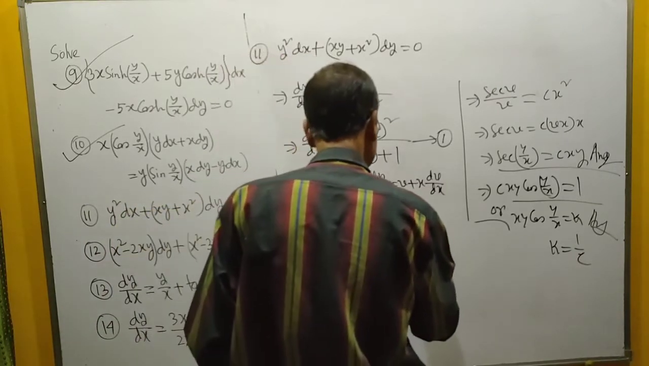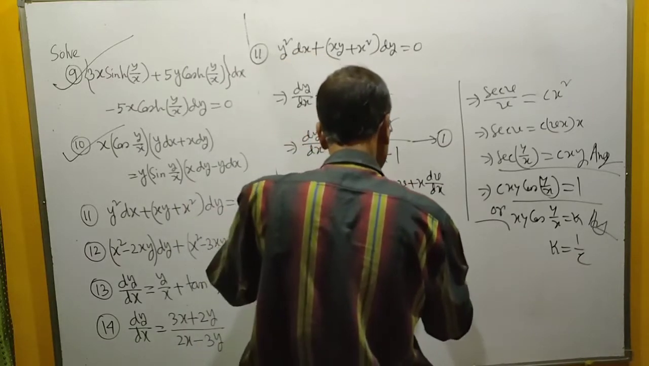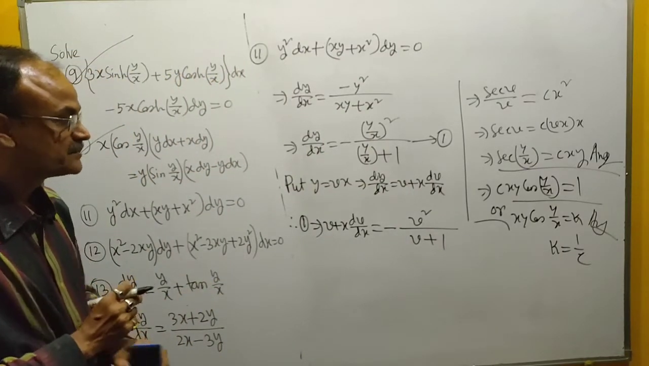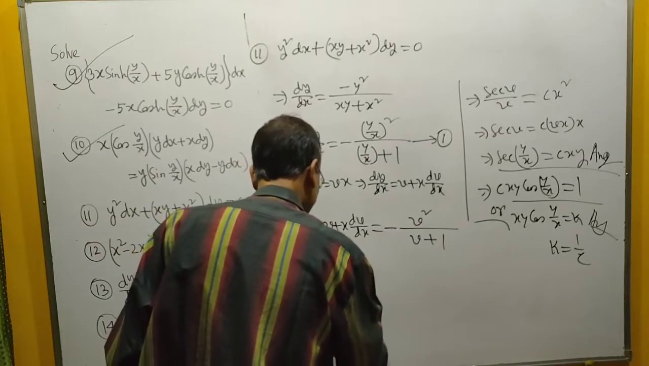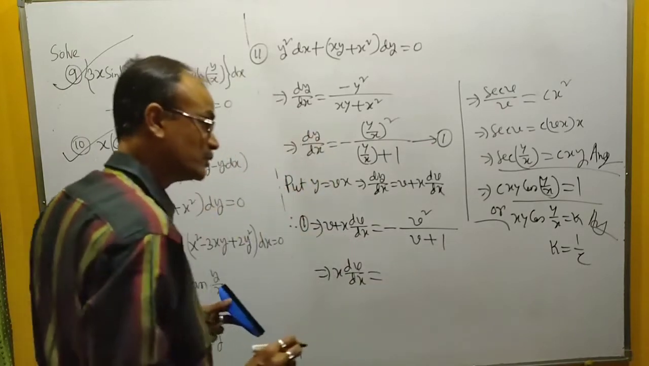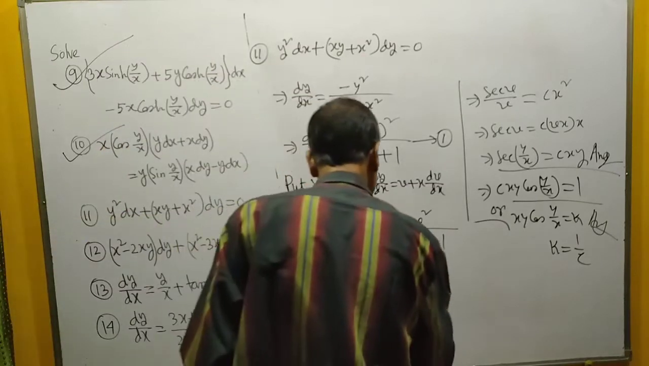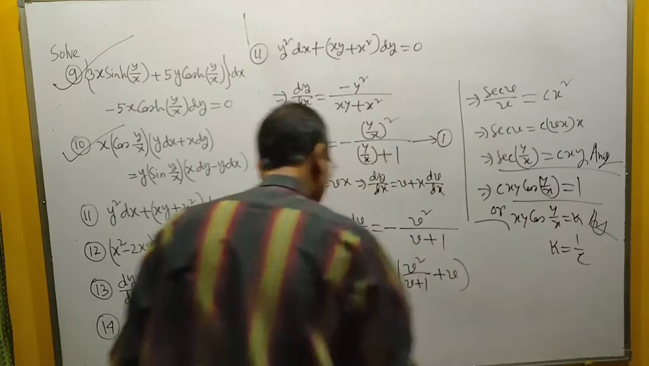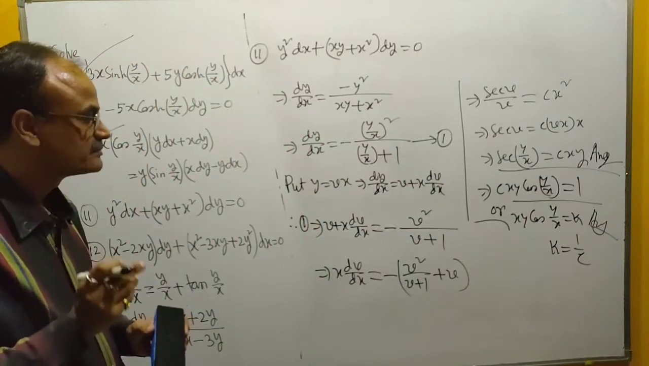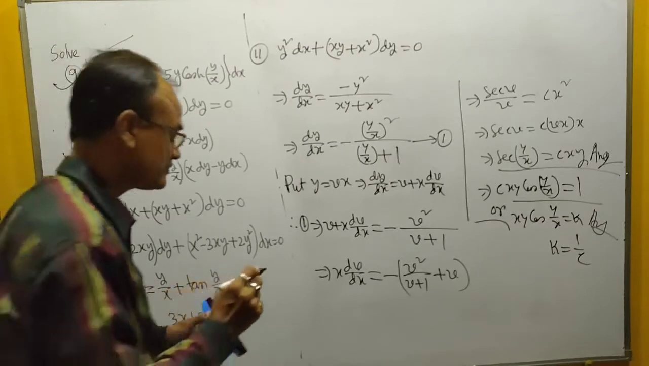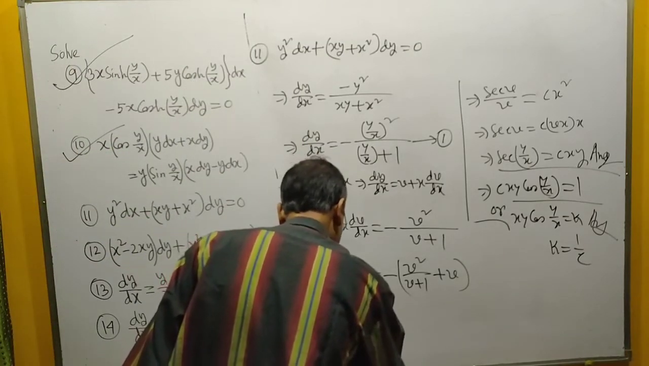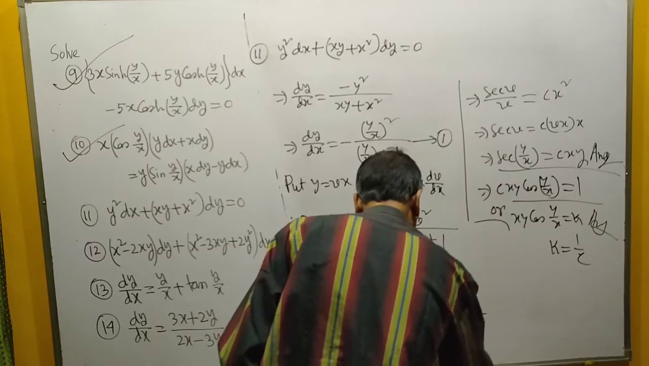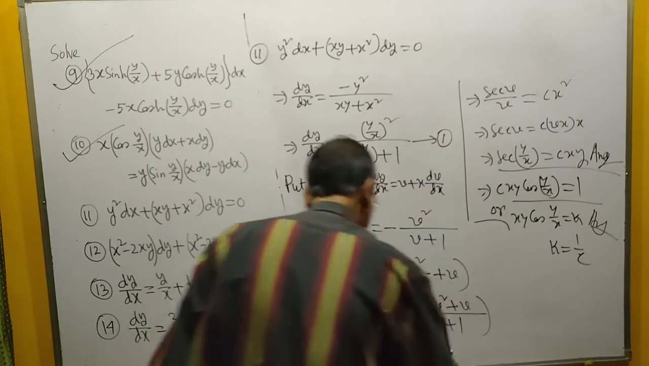should be equal to minus v square by v plus 1. Or you may write x dv by dx equal to minus v square by v plus 1 minus v. Or x dv by dx equal to minus v square plus v square plus v, over v plus 1.